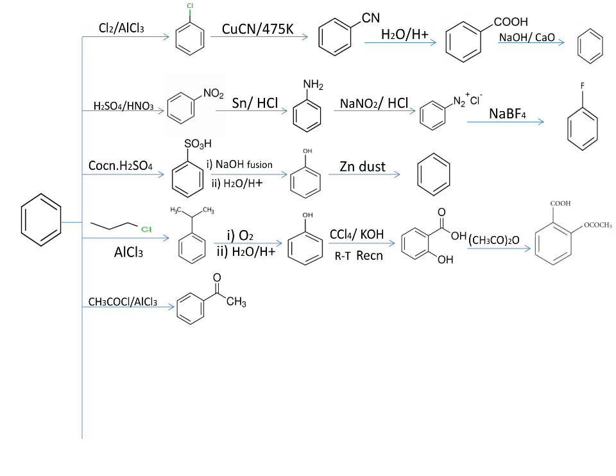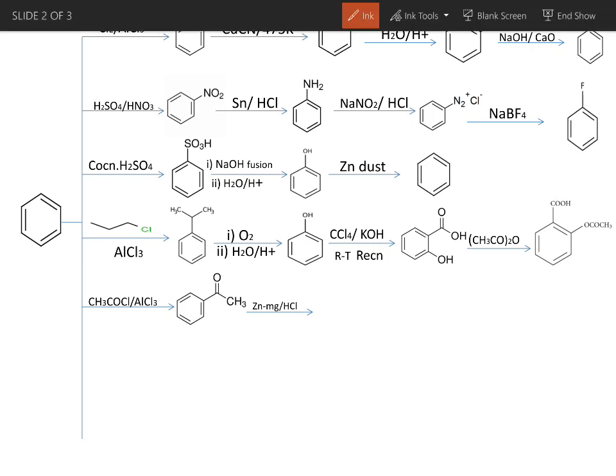Next reaction, benzene has undergone Friedel-Crafts acylation and formed acetophenone. Now this acetophenone is further reacted with zinc amalgam in HCl. Zinc amalgam HCl is a selective reducing agent. The work of zinc amalgam and HCl is it will convert aldehyde or ketone into alkane.